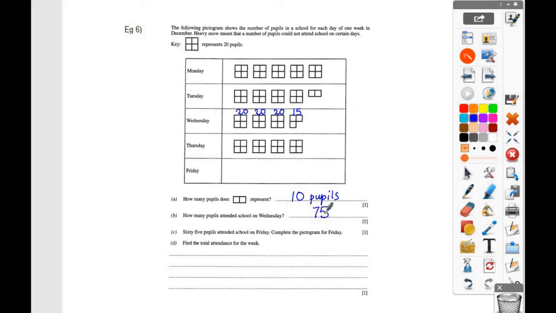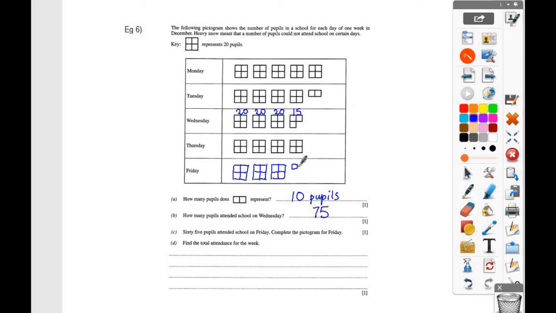Part C says 65 pupils attended school on Friday. Complete the pictogram for Friday. So now they'd like us to draw the diagram on. So 65, well, 20, 1 block, 40, 2 blocks, 60, 3 blocks, and 1 small little block to make the 5 for the 65. Okay, question D, find the total attendance for the week.